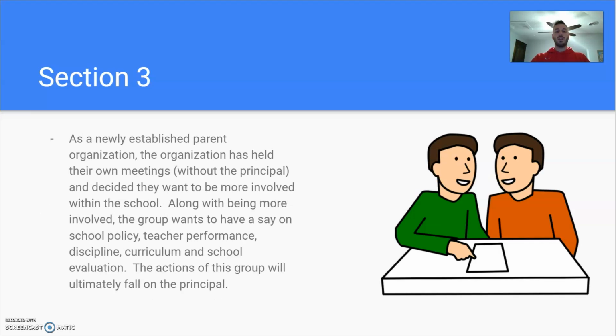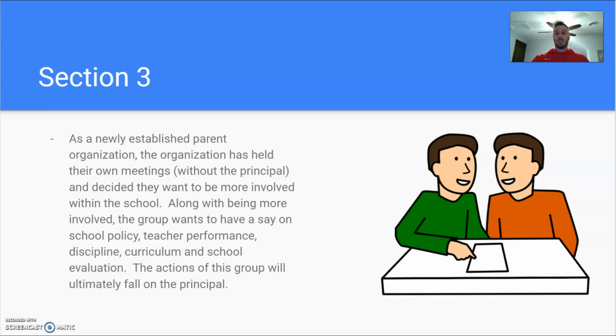Section 3. As a newly established parent organization, the organization has held their own meetings. They did this without me, their principal, and decided they want to be more involved within the school. Along with being more involved, the group wants to have a say on school policy, teacher performance, discipline, curriculum, and school evaluation. The actions of this group will ultimately fall on the principal.